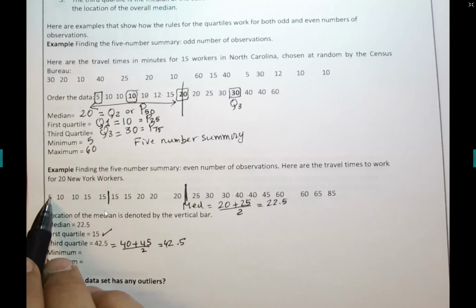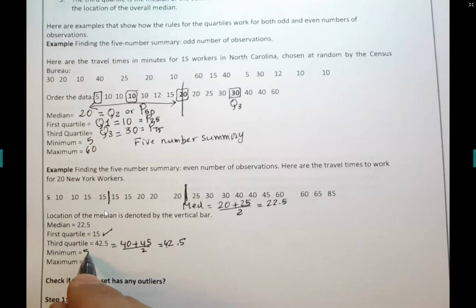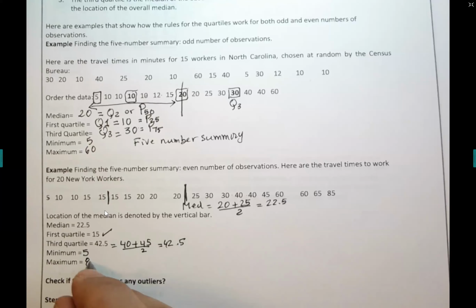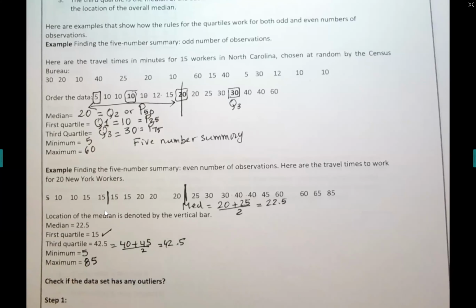Minimum, what is the minimum value? It's obvious here, it's 5. And the maximum value, guys, is 85. All right, so this is the 5-number summary. It's an important summary. I'm going to use it in a little bit to show you how to draw a box and whisker plot.